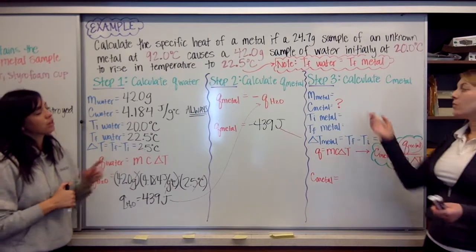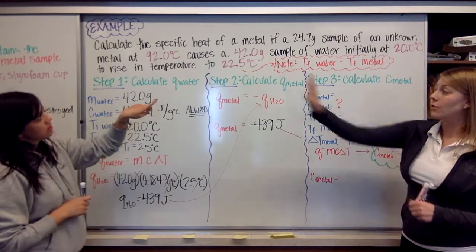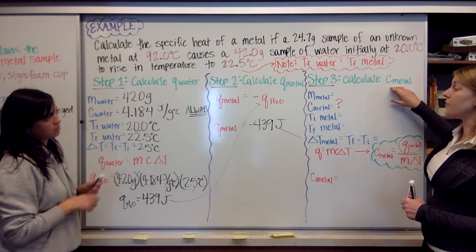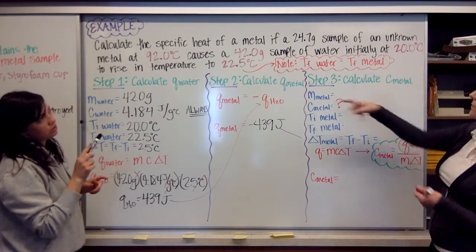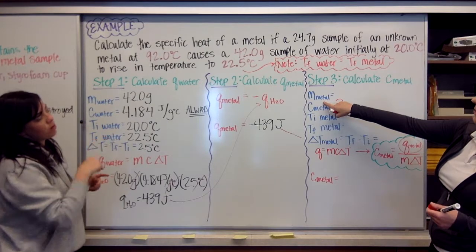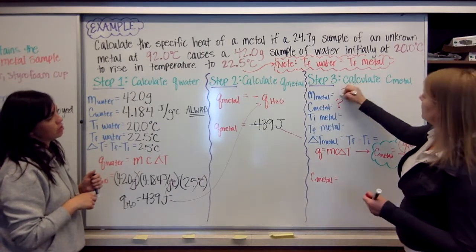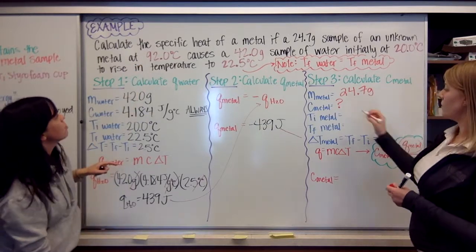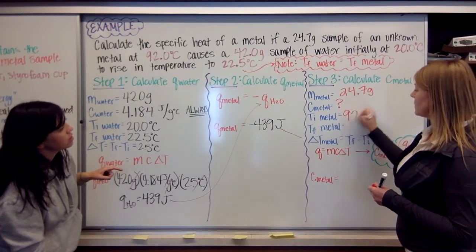Okay, so we need our variables for the metal now. Heat of water, heat of metal. Now we're going for the specific heat of metal. Okay, so our mass is 24.7 grams of an unknown metal. Our initial temperature is 92.0 degrees Celsius.